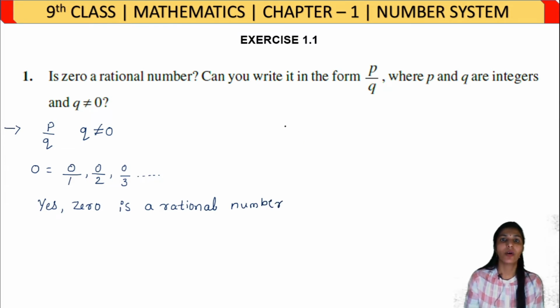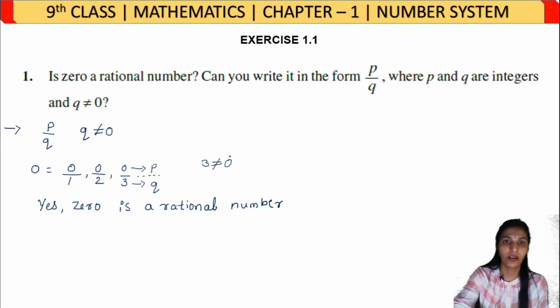And now, can you write it in the form of p by q where p and q are integers and q is not equal to 0? Yes, already we have written 0 in the form of p by q. So here this will be p and this will be q, where q, that means 3, is not equal to 0. Yes, now next question.